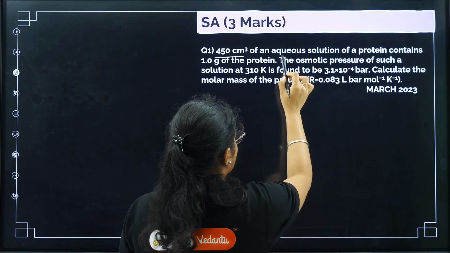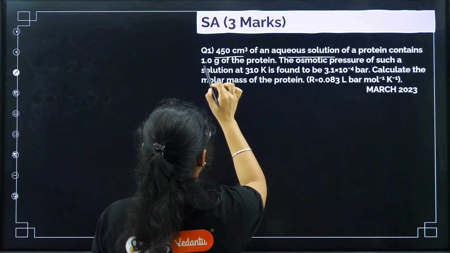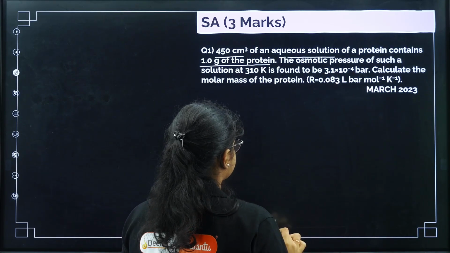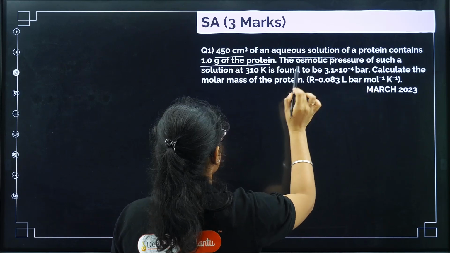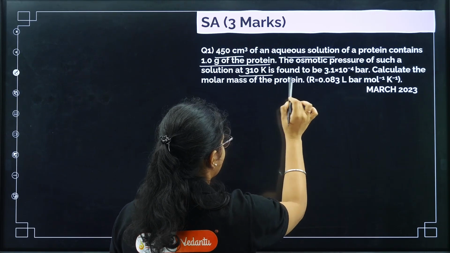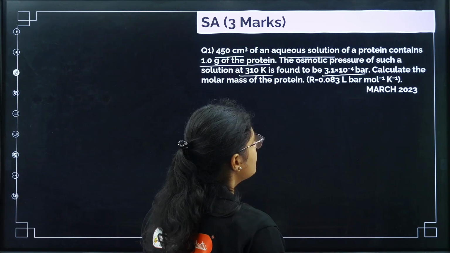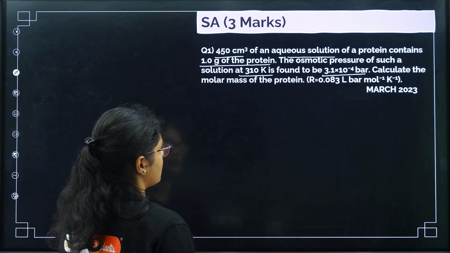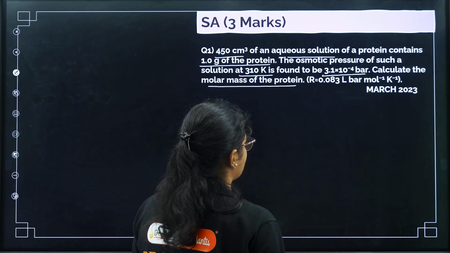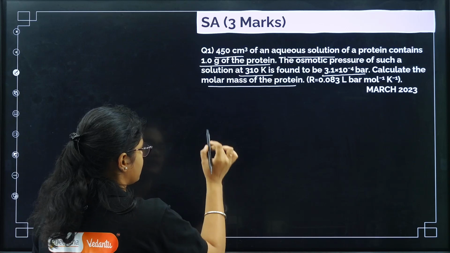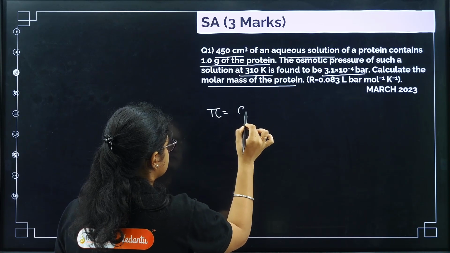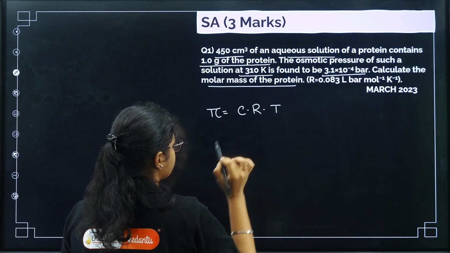450 centimeter cube of an aqueous solution of protein contains 1 gram of the protein. The osmotic pressure of such a solution at 310 Kelvin is found to be 3.1 into 10 to the power of minus 4 bar. Calculate the molar mass of the protein. Osmotic pressure is given. Let us write the formula for osmotic pressure: pi equals C into R into T, right?